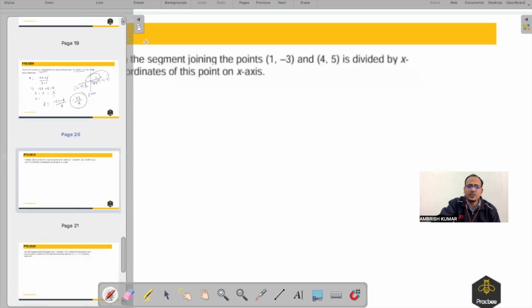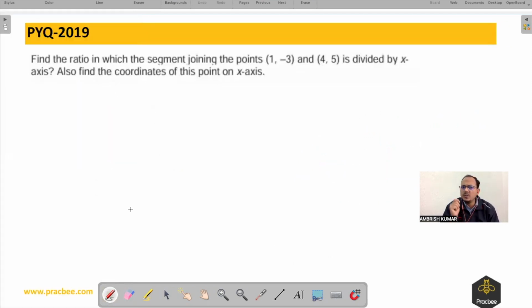Now moving to the next question. To find the ratio in which the segment joining this point and this point is divided by the x-axis. Always we are going to have a similar kind of question. Sometimes it's the x-axis, sometimes the y-axis. So always be careful. Whenever it's divided by the x-axis, the dividing point will have coordinate like a comma 0, because the y coordinate on the x-axis is always 0. And if it is divided by the y-axis, the point will have the coordinate like 0 comma b, or 0 comma y, because a point on the y-axis will always have x coordinate as 0, right?